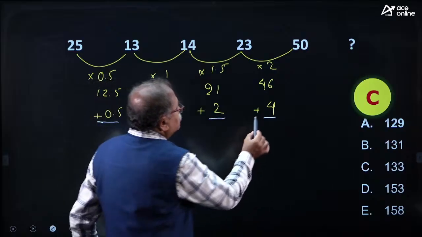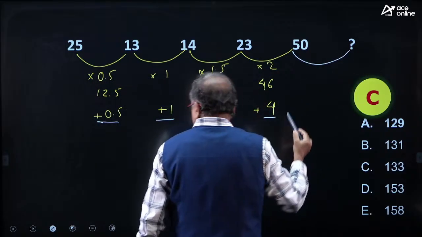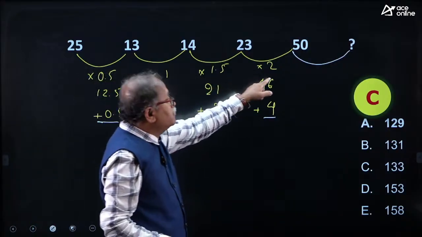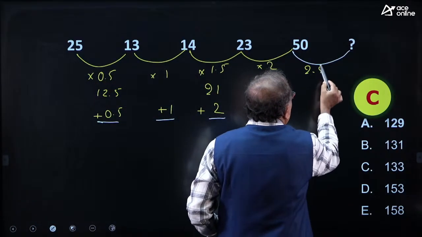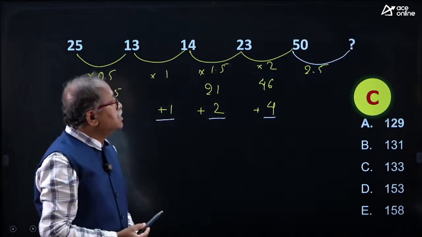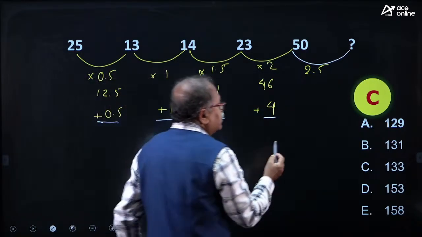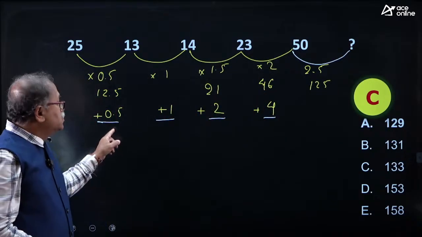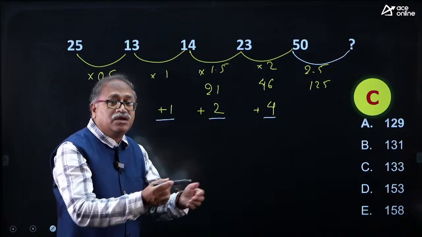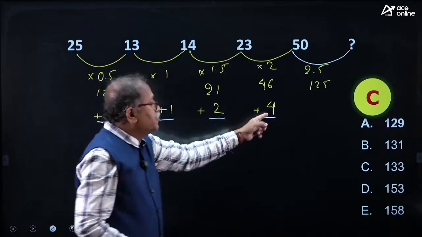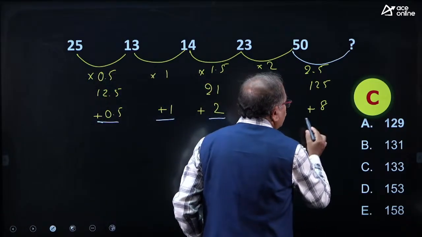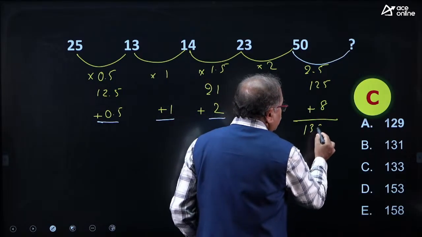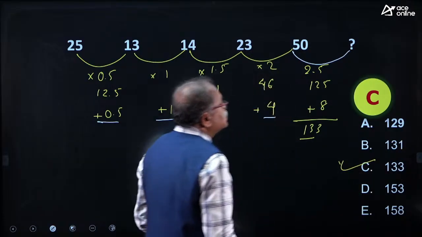So let's check this one from here to here. What should I multiply? Here 0.5, 1, 1.5, 2, then I will go for 2.5, and 2.5 is nothing but 100 and 25, 125. And what about the addition? So every time the addition is getting doubled of the previous number. So here 4 is there, I should add 8 over here, and I am getting 125 plus 8, which is nothing but 133, and it should be option C.